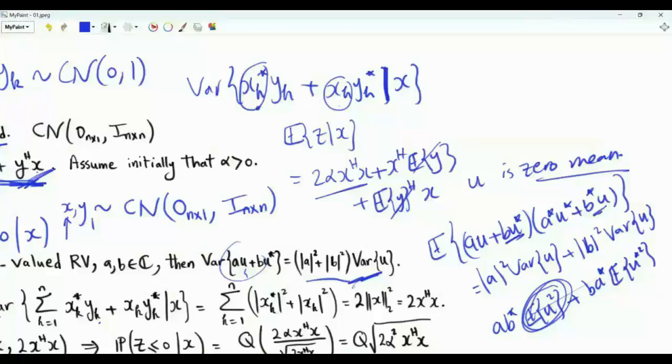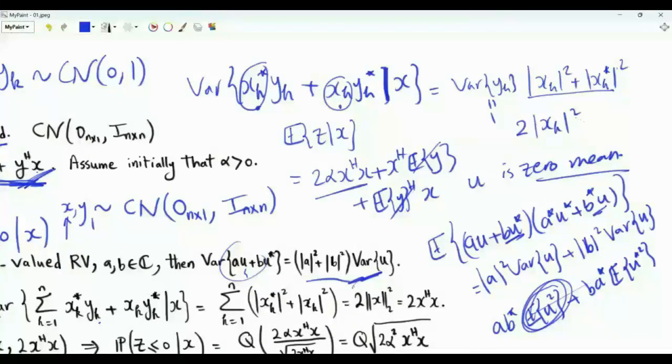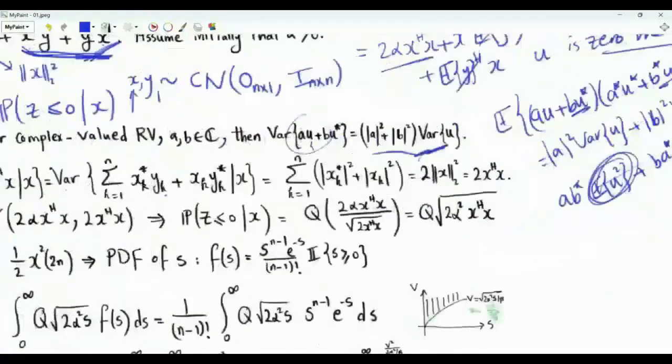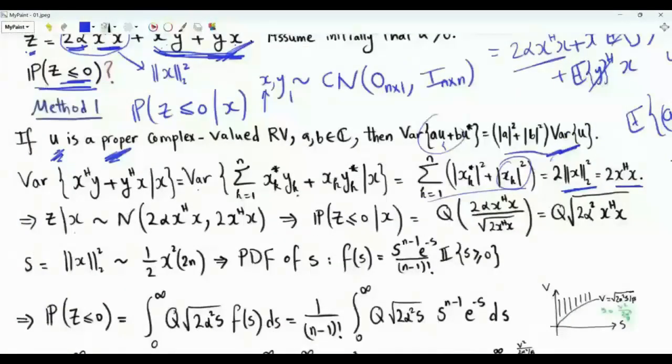We are conditioning on vector X. Those guys are treated as constants. And so according to our rule, this variance is the variance of y_k, and that's unity, times the magnitude of x_k squared plus the magnitude of x_k conjugate squared. And of course, the magnitude of the conjugate is the same as the magnitude of the complex quantity itself. So the variance is 2 times the magnitude of x_k squared times 1, which is the variance of u. And then we have the summation. When we sum, we are basically summing the magnitude of x_k squared, k from 1 to N. That's exactly the L2 norm squared of vector X, which can be written in this way or as X Hermitian X.